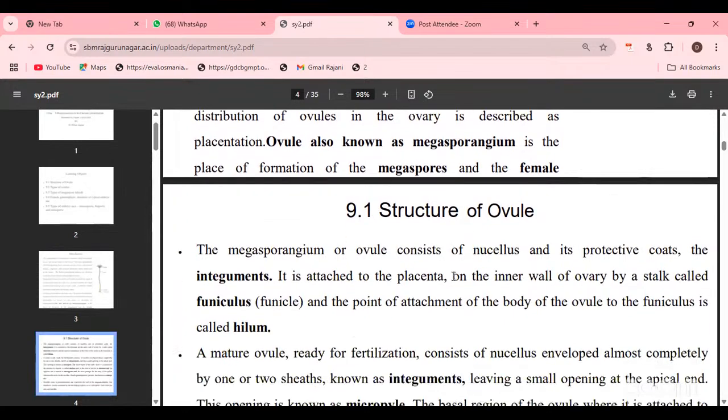What is the structure of the ovule? The megasporangium or ovule consists of the nucellus and its protective layers. Here, the first layer is called the integuments. It is attached to the placenta on the interior wall of the ovary by a stalk called the funicle. And the point of attachment of the ovule to the funicle is called the hilum.